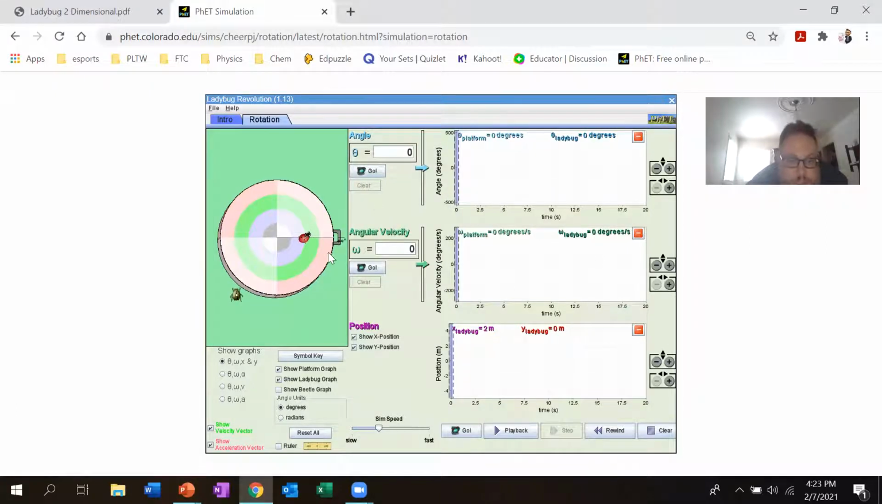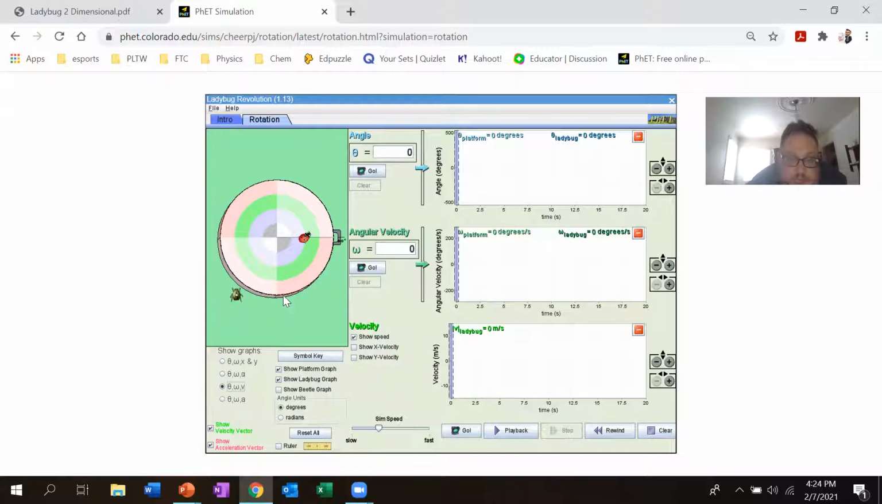Let's take it one step further and show where some of these terms and values come from. So let's put the ladybug right in here, the default, and I want to show the graphs that the instructions gave us. We were supposed to look at the angle, the angular velocity, and the velocity. We did not calculate tangential velocity, but by the end of this, I'm going to show you how we could do that.